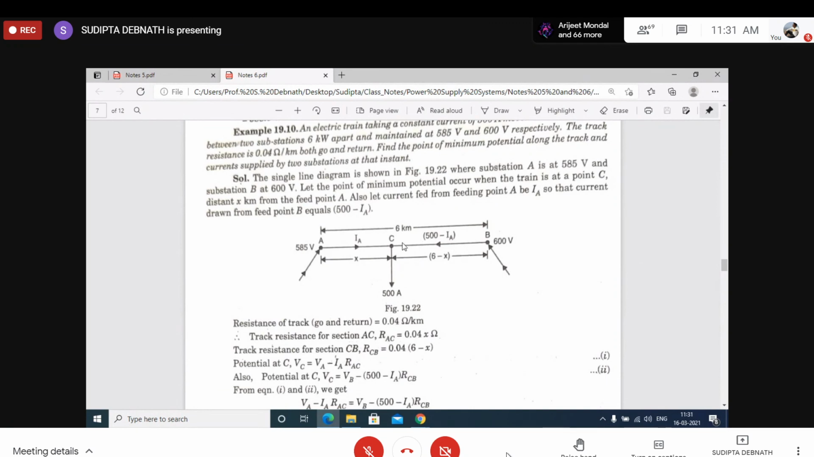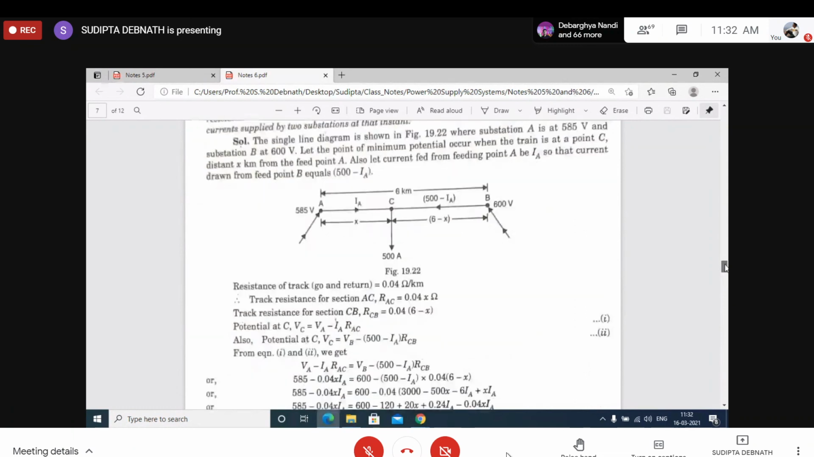So let us consider that at distance x, the point of minimum potential has occurred. So what will be VC? From this end, you can find VC will be 585 minus this drop. From this end, VC is 600 minus this drop. But there are actually two unknowns: one unknown is x, another unknown is IA. But you can equate and find out the relation between IA and x. So they have expressed IA in terms of x.